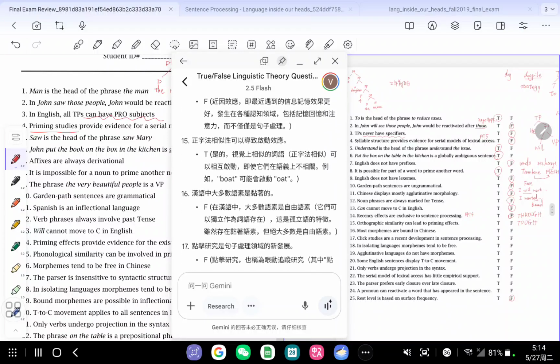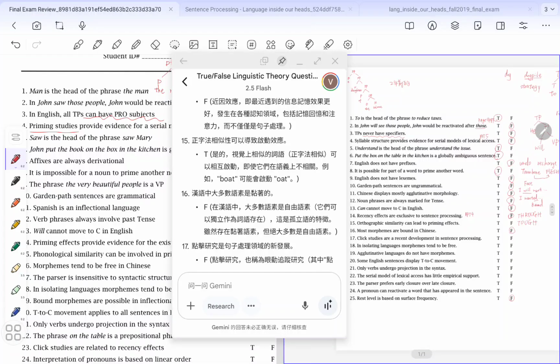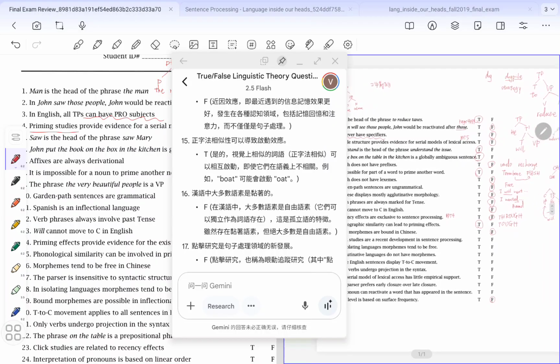16. This is kind of similar to that one, I guess. Most morphemes are found in Chinese. True or false? True, anybody? False? False. Most of them are free. Bound morphemes in Chinese, yeah: you have le, man, wo, baby, ne, ma, and a few more. That's it. All the other 4,000 of them are basically free.